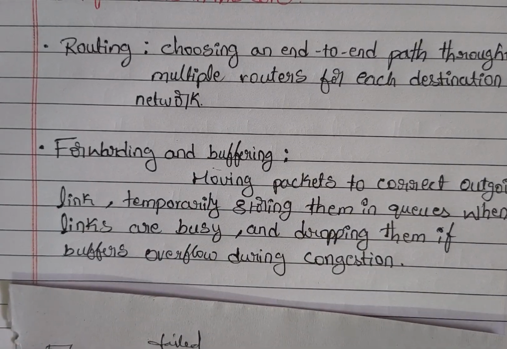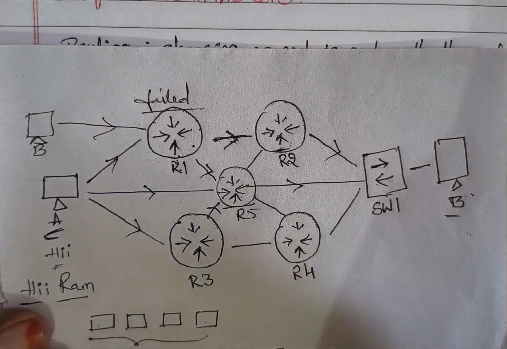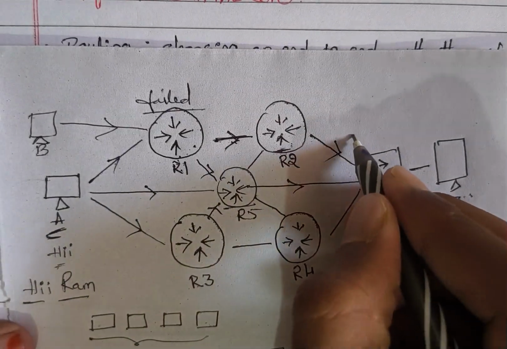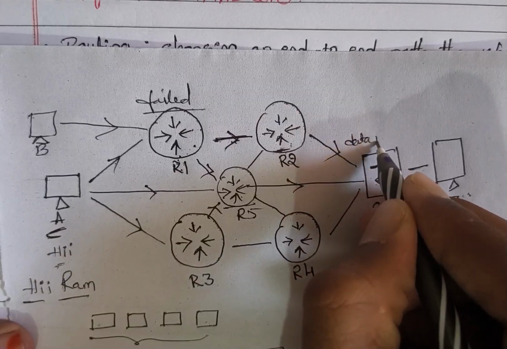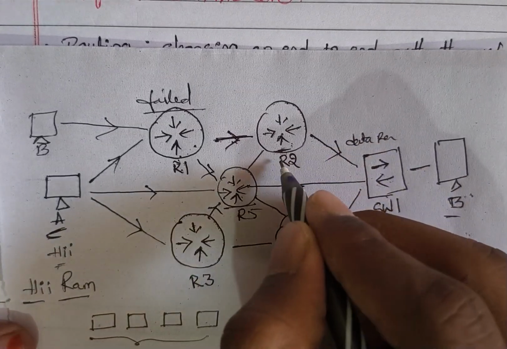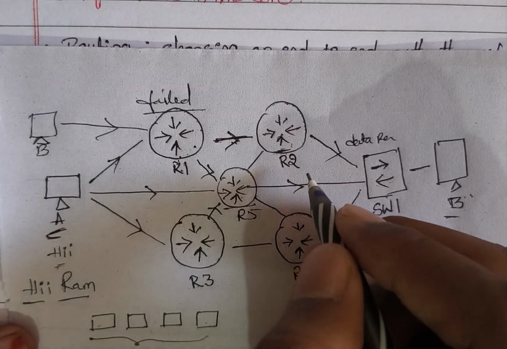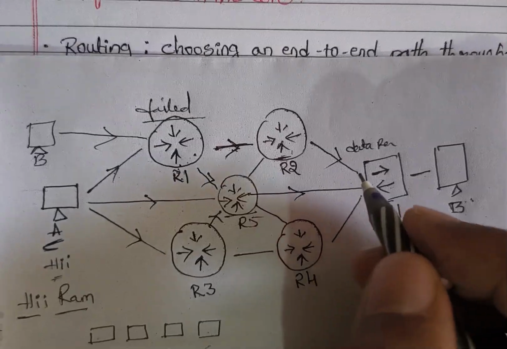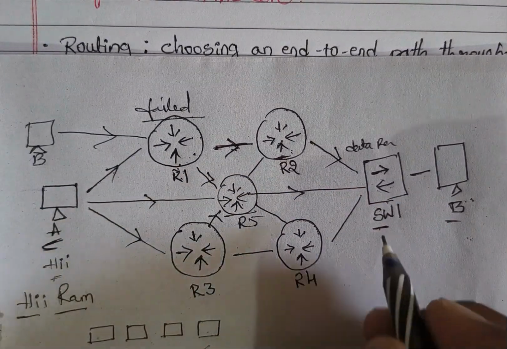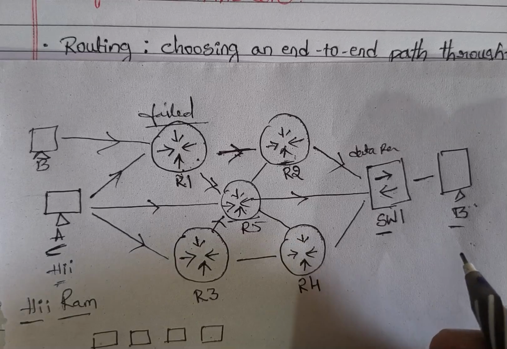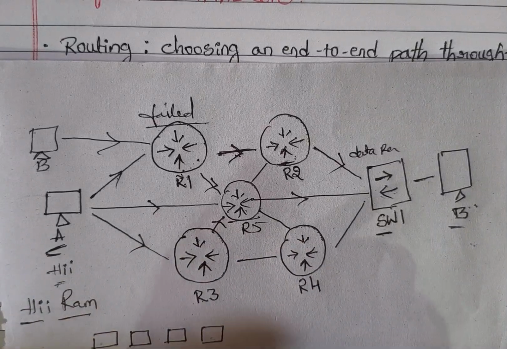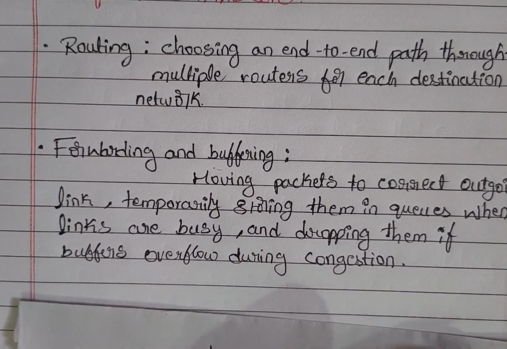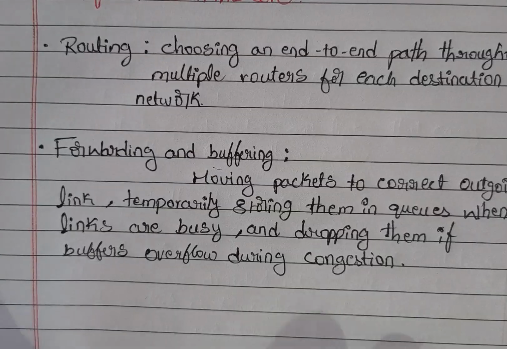Here switch 1 is there, right? Switch 1 has a data receiving power, and if that power is low, then R1 sends the packet again and again, sequentially in order, but switch 1 is not receiving. Then switch 1 misses the data, and packet loss will happen here. So this is what happens. This is the last point in this.